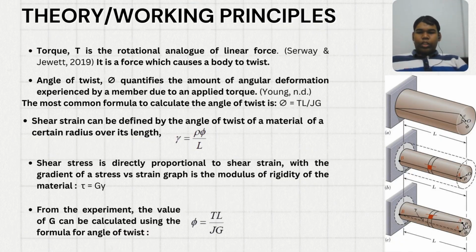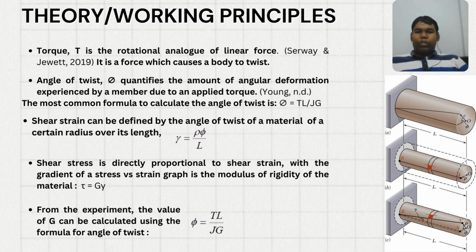So for this experiment, the theory is related to the torque, the angle of twist, and our goal to find the modulus of rigidity. Torque is the rotational analog of linear force, which causes a body to twist. The angle of twist is the amount of angular deformation due to an applied torque, and the modulus of rigidity just summarizes how rigid or not rigid some material is.